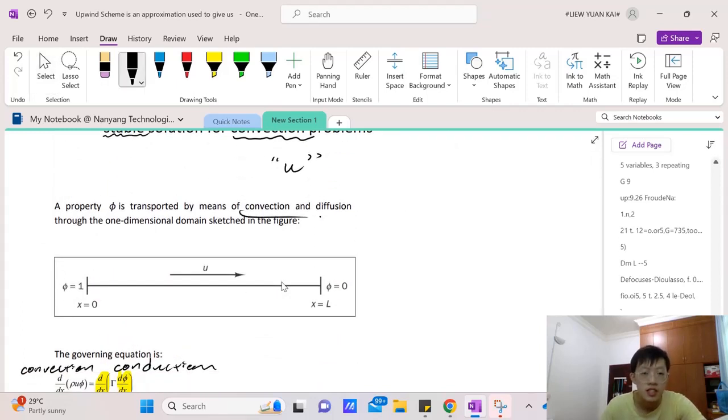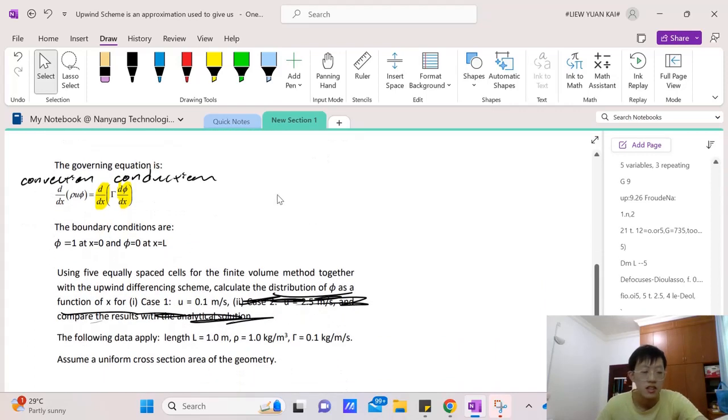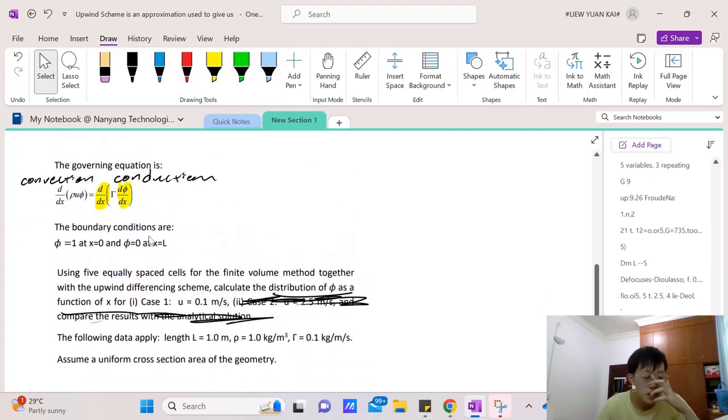Transported by means of convection and diffusion. Diffusion is the same as conduction. Sorry, I should say conduction is a type of diffusion. So it's the same thing. The boundary conditions are this.